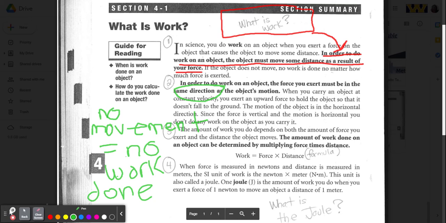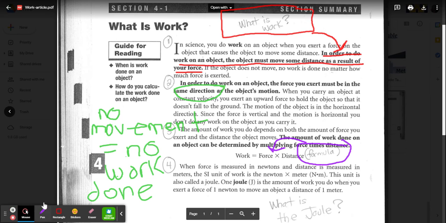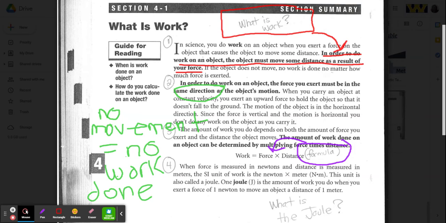All right. Paragraph 3. The amount of work you do depends on the amount of force that you exert and the distance the object moves. For example, to figure out the work, you're going to figure out how much weight the object is, which is the force, and the distance, how far it is traveling. So if you move the box 8 feet across the room, and it weighs 10 joules, 10 times 8 is 80. So we're going to multiply.